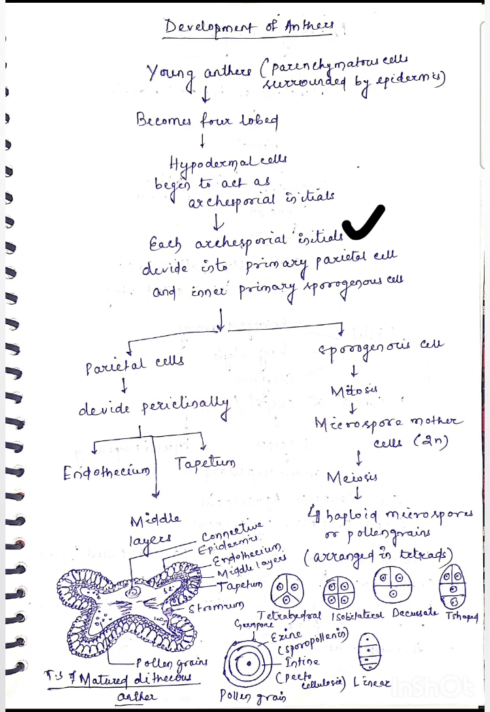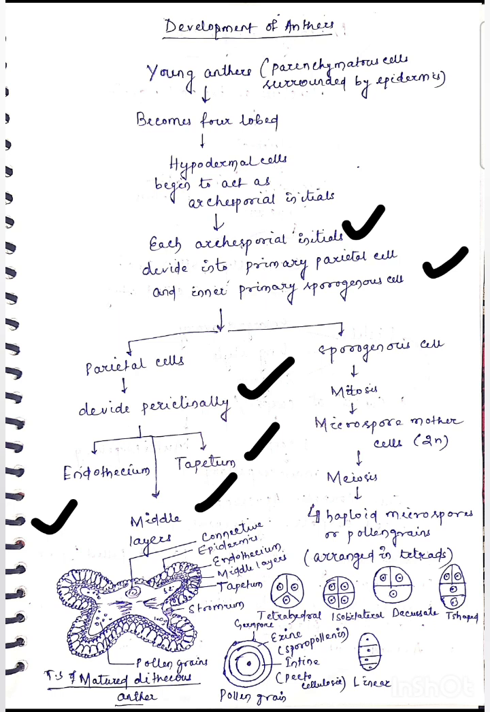Each archesporial initial divides into a primary parietal cell and a primary sporogenous cell. The parietal cell divides periclinally. Periclinally means horizontally. It divides horizontally to form the endothecium, middle layer and tapetum.